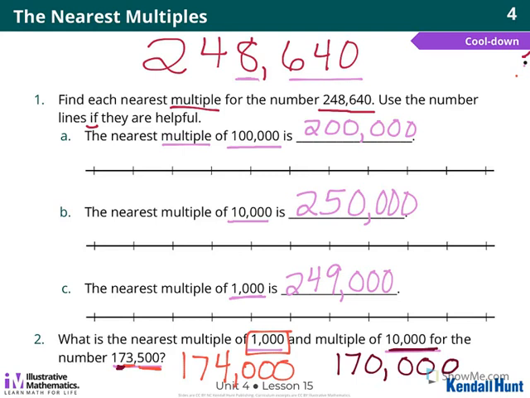Focus on the place for each of these questions, okay? Think about how that affects your number.